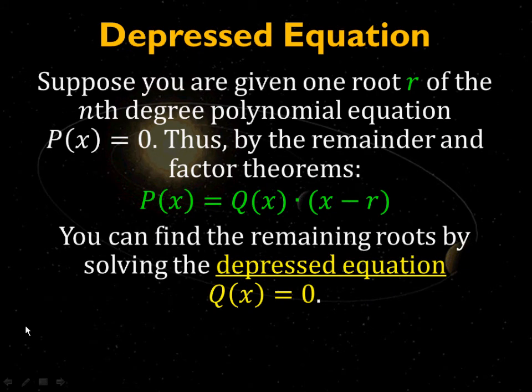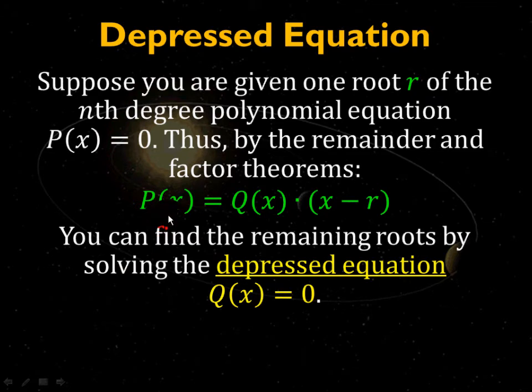Now the concept of a depressed equation. It's sad. It's depressed. Suppose you are given one root r of the nth degree polynomial equation p of x equals 0. Thus, by the remainder and factor theorems, p of x equals q of x times x minus r. You can find the remaining roots by solving the depressed equation q of x equals 0.